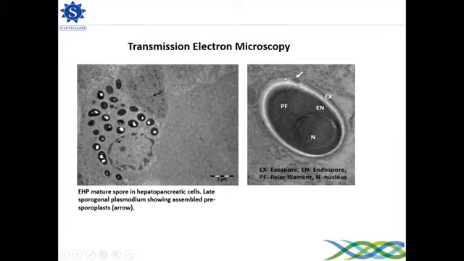The second picture is the TEM image of EHP spores. It is in an oval shape. You can see the polar tubes. The polar tube is a syringe-like structure which helps the spores to introduce the sporoplasm into the cells.